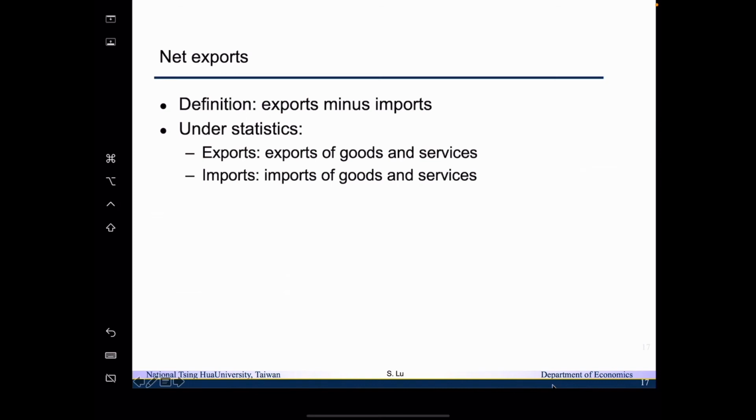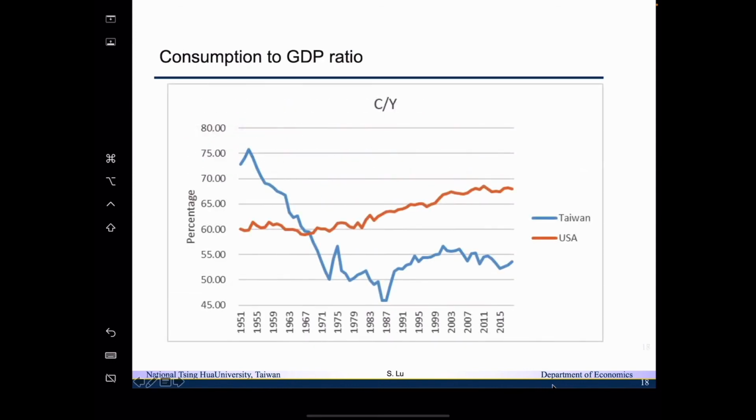So I want to end this topic by looking at the statistics of the consumption to GDP ratio, the investment to GDP ratio, the government expenditure to GDP ratio, and the export, import, and net export to GDP ratio for Taiwan and the US. So in this graph, it shows the consumption to GDP ratio for Taiwan and the US. As you can see from here, in the early 1950s to the 60s, the consumption to GDP ratio is really high, as high as 75%. But then it continued to fall, and then it fluctuates around 50%.